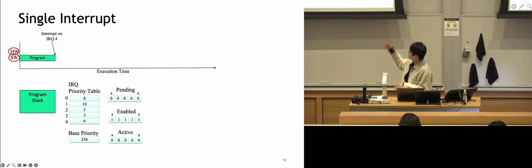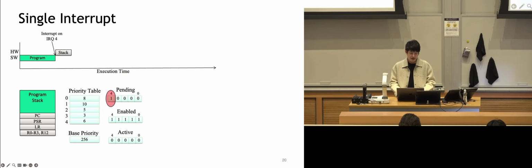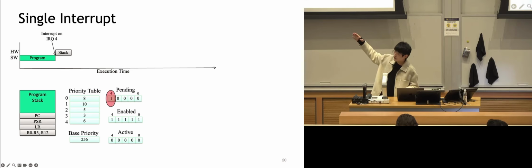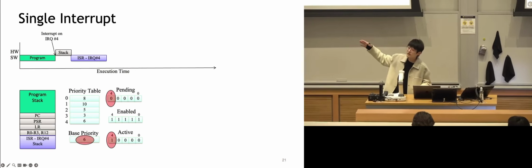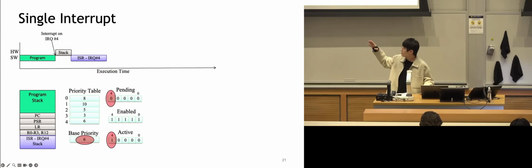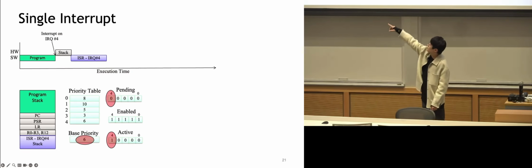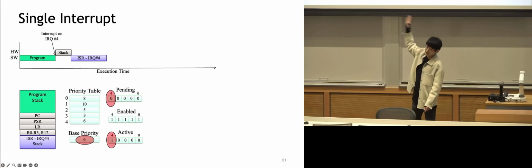If we take all the pending bits, enable bits, and active bits into consideration here, the top part is the hardware, the bottom part is the software, and this is the single interrupt case, when there are no conflicting interrupts getting in the way. So in this case, there is one interrupt coming in, and that's the pending, which raises the pending flag on the pending register. That will also update the base priority register value to the current priority of the interrupt, which is 6, the index 4, because we count from this way to that.